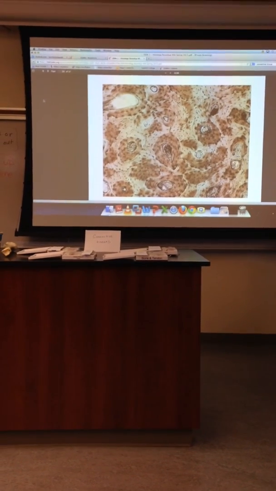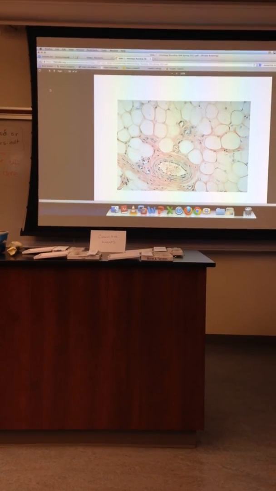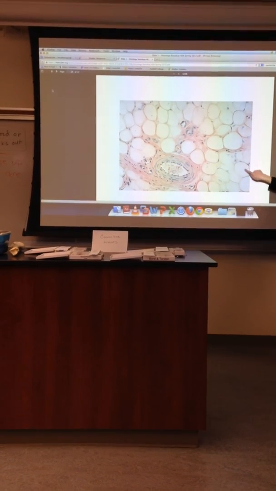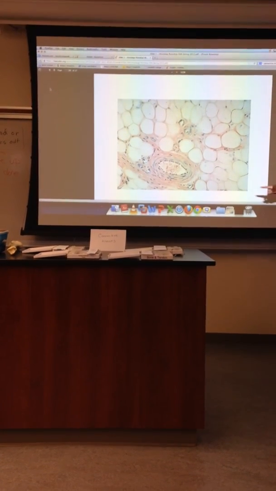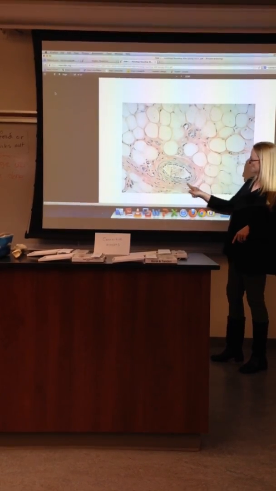You're getting good at this. Adipose. Adipose. So each of these cells is an adipocyte. There's a fat droplet inside. This is a blood vessel. That's blood. You see, this is muscle in the wall of the blood vessel.